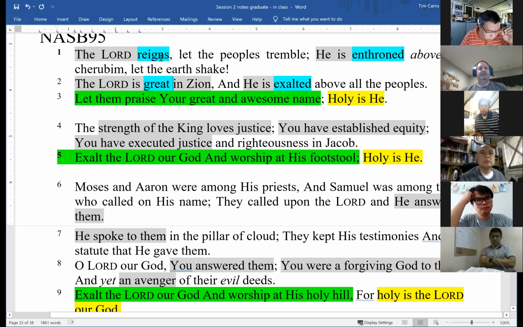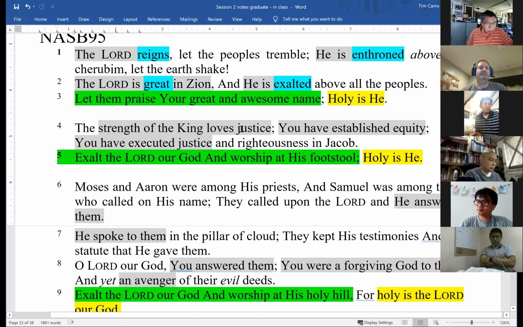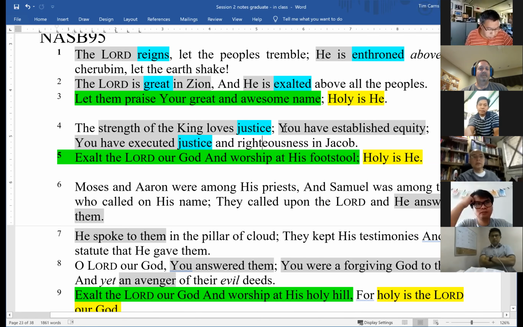Yes, Pastor Tim. It talks about the sovereignty of God. Yeah. That's the focus, right? His greatness, his exaltedness. As we look at the second stanza, what words do we see repeated here? Pastor Entz, what do you see repeated in the second stanza? Justice. Justice, righteousness. Justice, equity. Equity. You see that? Yeah. Synonyms for a similar idea.